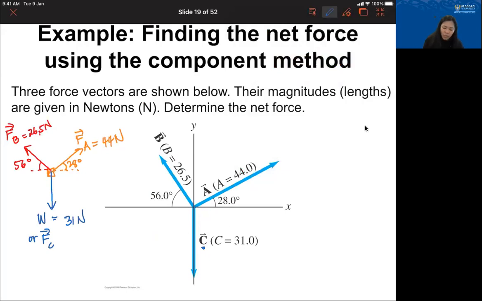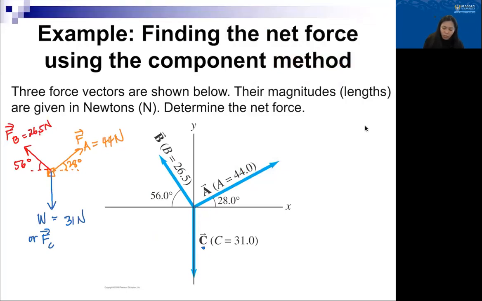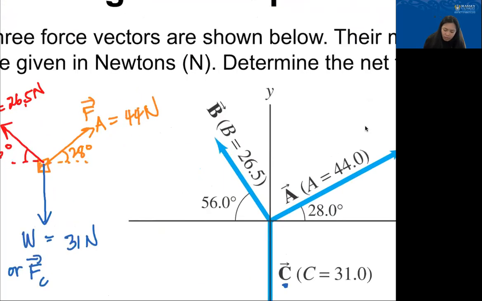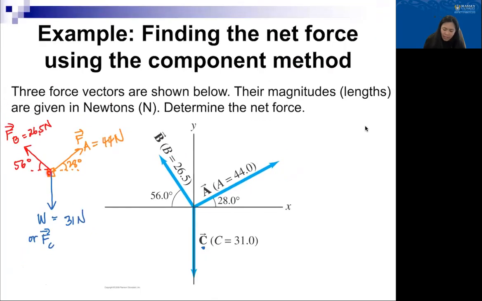You have an object of mass M. You're pulling to the right diagonally with a force of 44 newtons. Your friend is pulling to the left diagonally with a force of 26.5 newtons, and you have the weight force that's vertically downwards, 31 newtons. So you have this free body diagram here, and we want to calculate the net force acting on the box. So we have two diagonal vectors and one vertical vector.